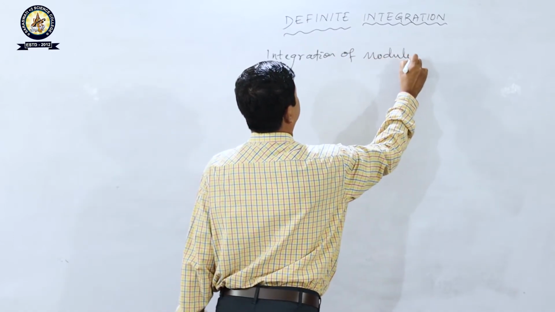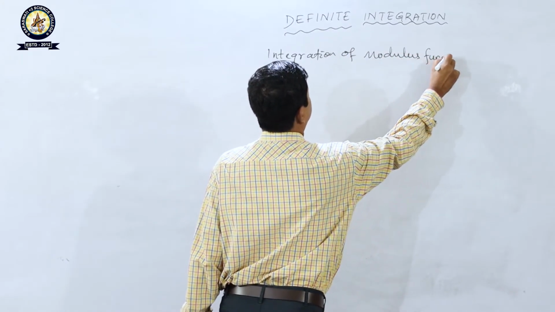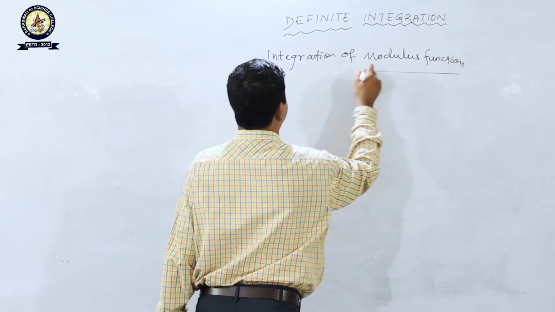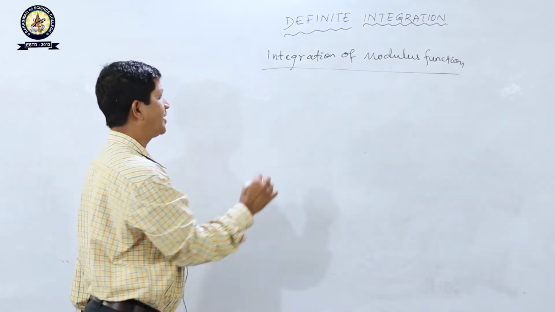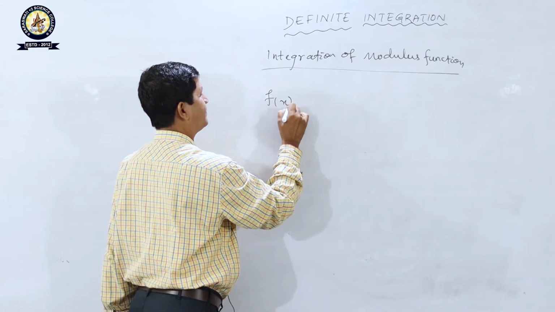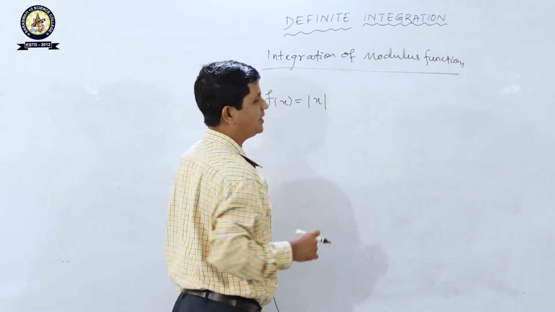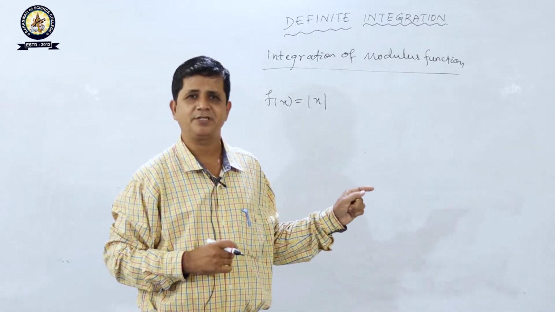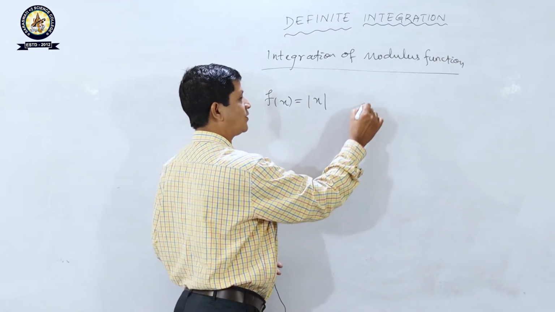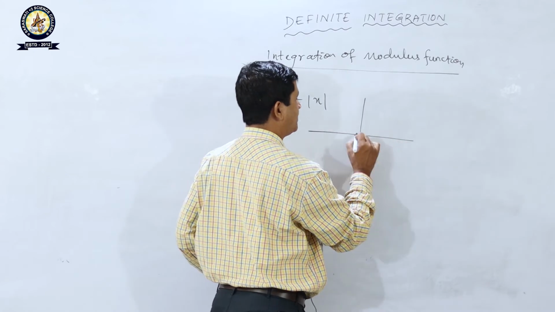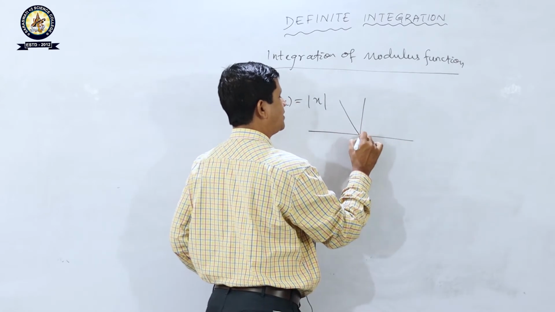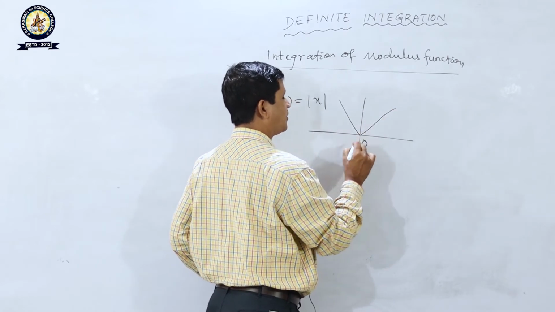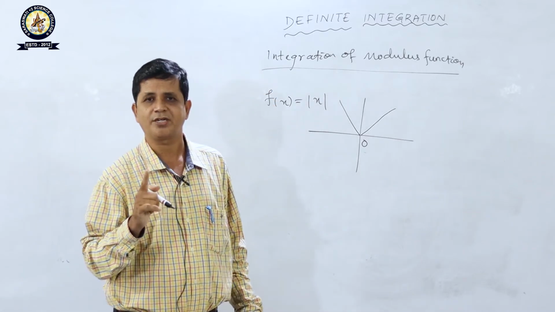modulus functions. Look at f of x is equal to mod of x. Tell me, what about this function regarding its continuity and differentiability? This function is continuous at all points but not differentiable at the point where it is 0. At the point origin, the function is not differentiable.